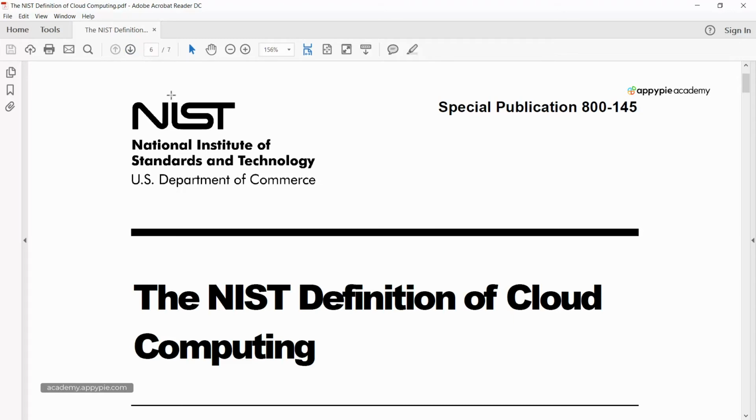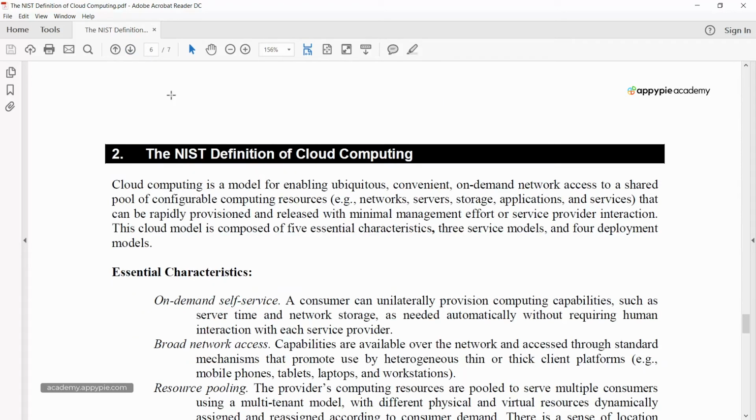So to get to the definition, I can go straight to page 6, and here is the NIST definition of cloud computing. So cloud computing is a model for enabling ubiquitous, convenient, on-demand network access to a shared pool of configurable computing resources. For example, networks, servers, storage, applications, and services that can be rapidly provisioned and released with minimal management effort or service provider interaction. This cloud model is composed of 5 essential characteristics, 3 service models, and 4 deployment models.